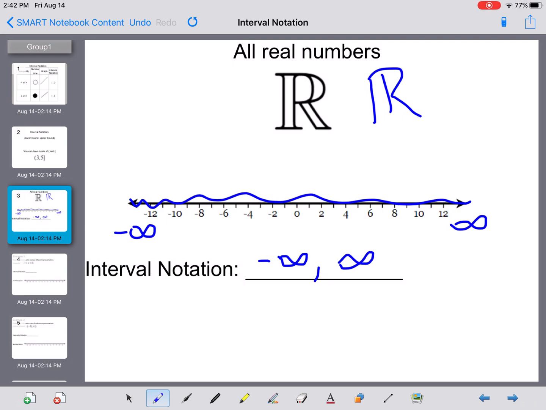The key thing is that you need to recognize: can we reach negative infinity or positive infinity? The answer is no, we can't. So we're going to have an open parenthesis on both sides. Anytime you have an infinity or a negative infinity, it must be a parenthesis, or open, because we cannot actually reach that value, since numbers will continue to go on forever in either direction.